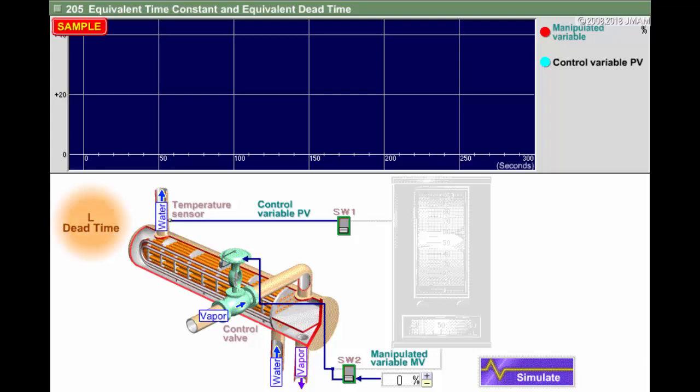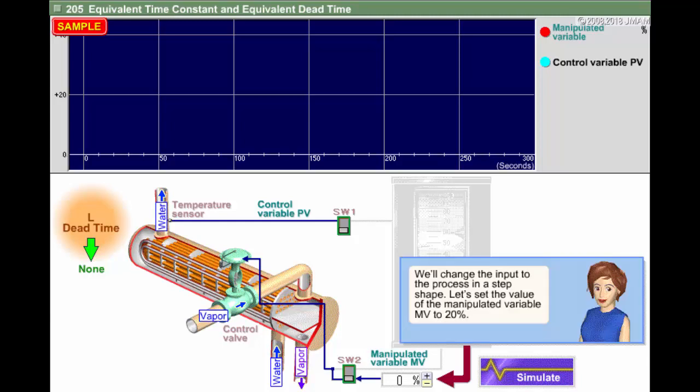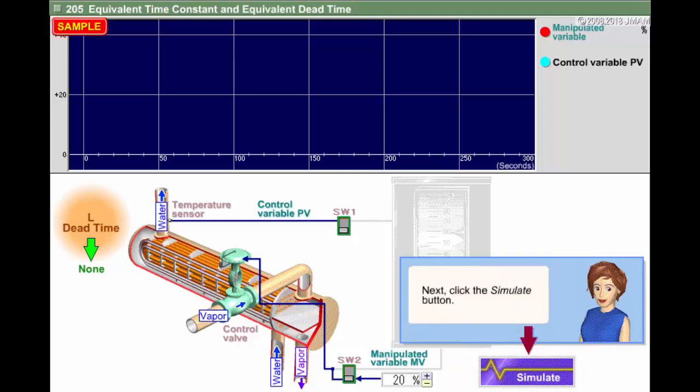With this heat exchanger, there is no dead time. Now please increase the manipulated variable by 20% and investigate the step response. Please click the Simulate button.